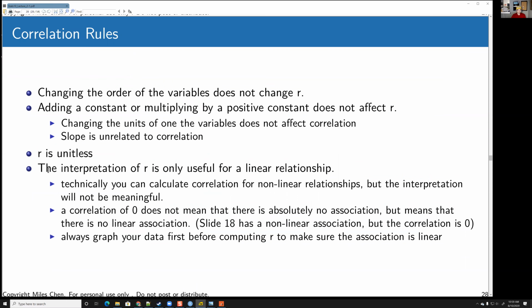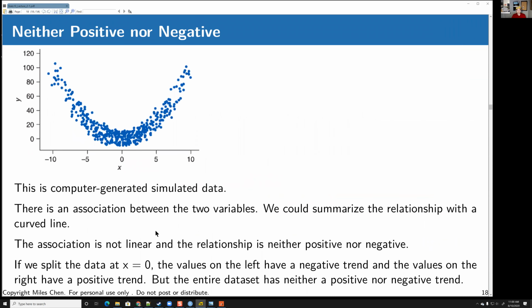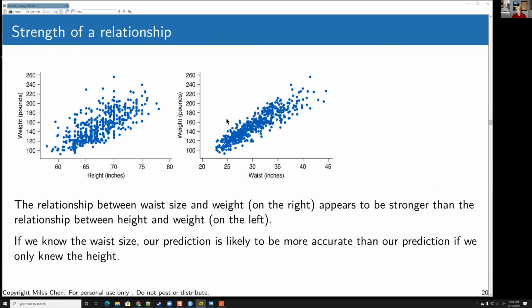Okay, and this is also very important. The interpretation of R, as far as correlation goes, is only useful for a linear relationship. Technically, it's just the result of a formula. You can throw your data points into a formula and you'll get some kind of number, but the interpretation is not going to be meaningful. A correlation of 0 does not mean that there's no association, but just that there's no linear association. If I scroll back to slide 18 here, this would have a correlation of 0, but there's definitely a relationship between X and Y. It's just not a straight line one.